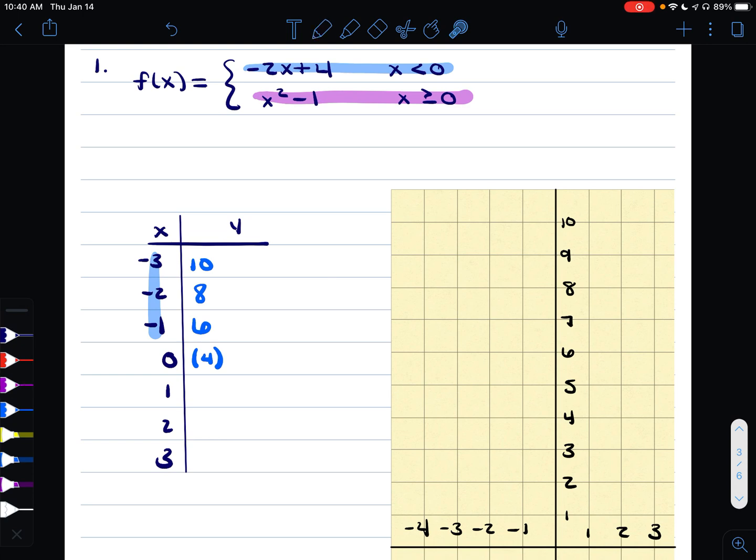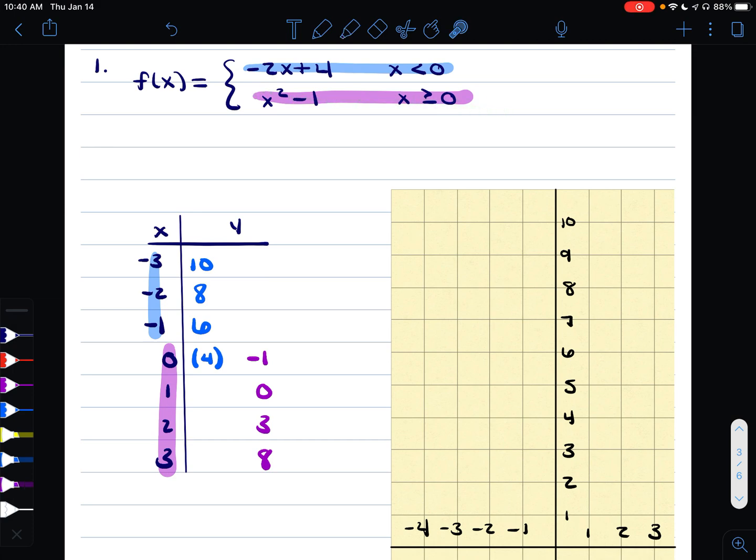All right, then from here on out, everything is greater than or equal to 0, and we're going to plug it into that second equation. So starting at 0, 0 squared is 0, minus 1 is -1. 1 squared is 1, minus 1 is 0. 2 squared is 4, minus 1 is 3. And 3 squared is 9, minus 1 is 8. Okay, so all of those we plugged into the second equation because they were greater than or equal to 0.